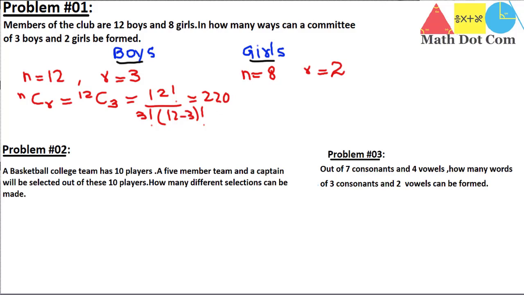For girls, we similarly use the same approach: nCr equals 8C2 equals 8 factorial divided by 2 factorial times (8 minus 2) factorial, which is 6 factorial. So it will be equal to 28. So we have 220 ways of forming the group of boys and 28 ways of forming the group of girls out of 8. These are the ways that we are considering individually.